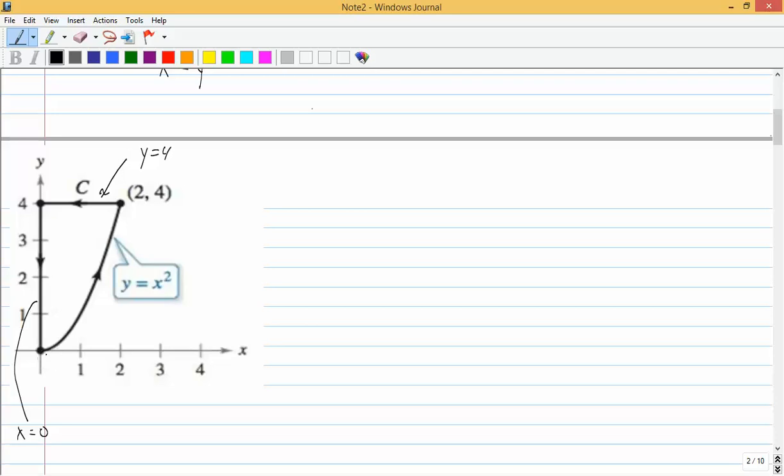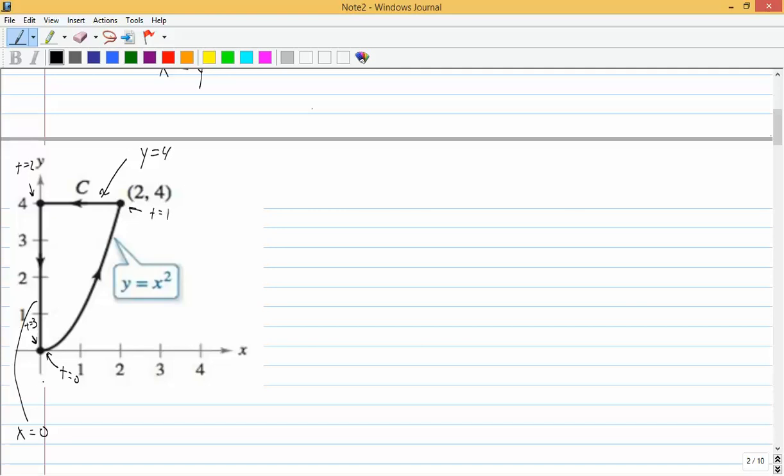So right here is where t equals 0. Right here is where t equals 1. Right here is where t equals 2. And then again right here, that's going to be where t equals 3. And the way I know that is because of the way the arrows are going.